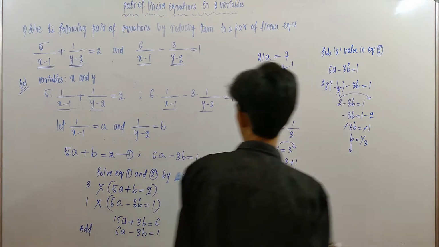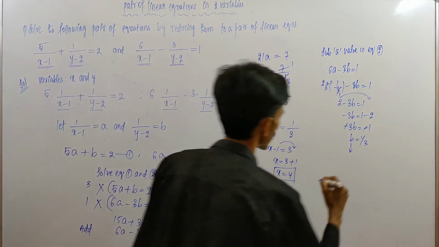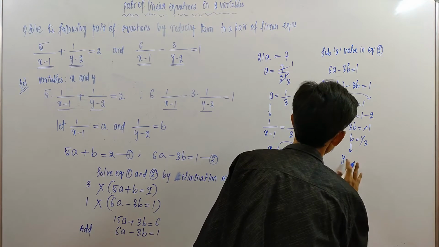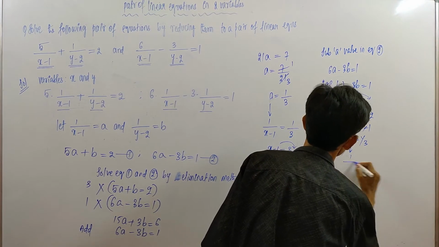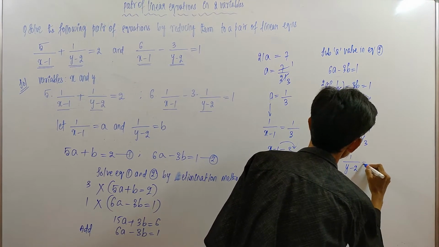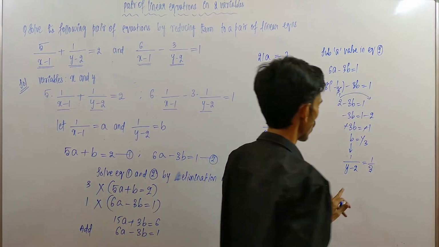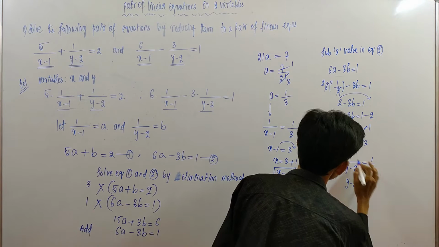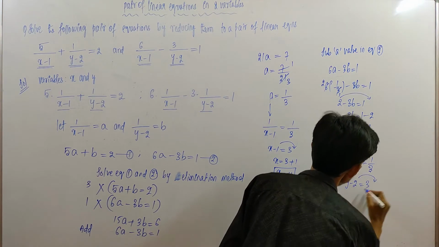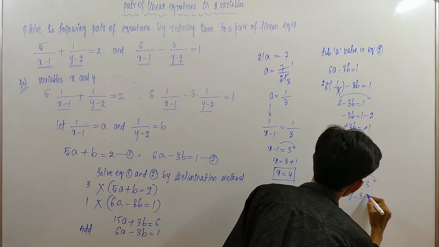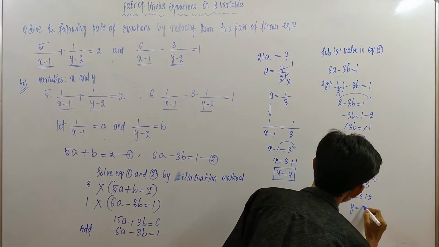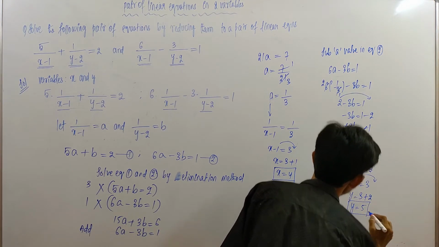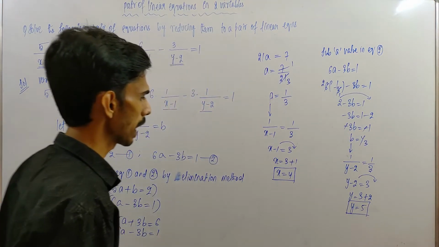Similarly, the b value we have taken as 1 by y minus 2. The b value is 1 divided by y minus 2 is equal to 1 by 3. Cross multiply: y minus 2 into 1, we have y minus 2; 3 into 1, we have 3. Now send this here, we have y is equal to 3 plus 2, that is y is equal to 5. So we got variables x and y.